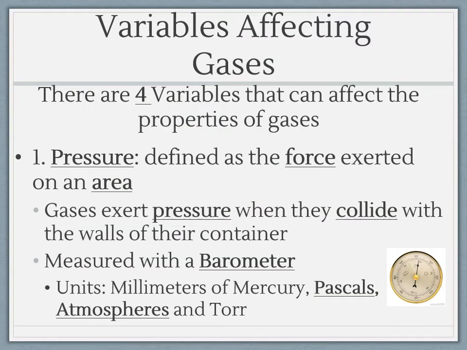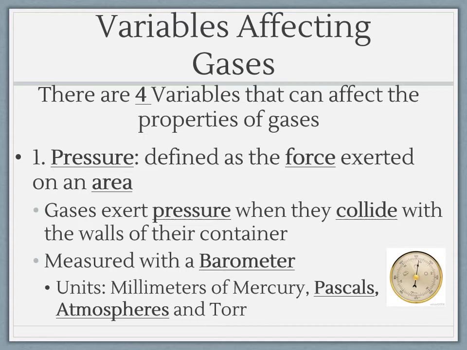So I mentioned that those relationships are going to be applied to the variables that affect gases. So there are 4 variables that affect the behavior of a gas and affect one another. The first is pressure. By definition, pressure is the force exerted on an area. So gases exert a pressure when they collide with the walls of their container. So think about gases in a balloon.